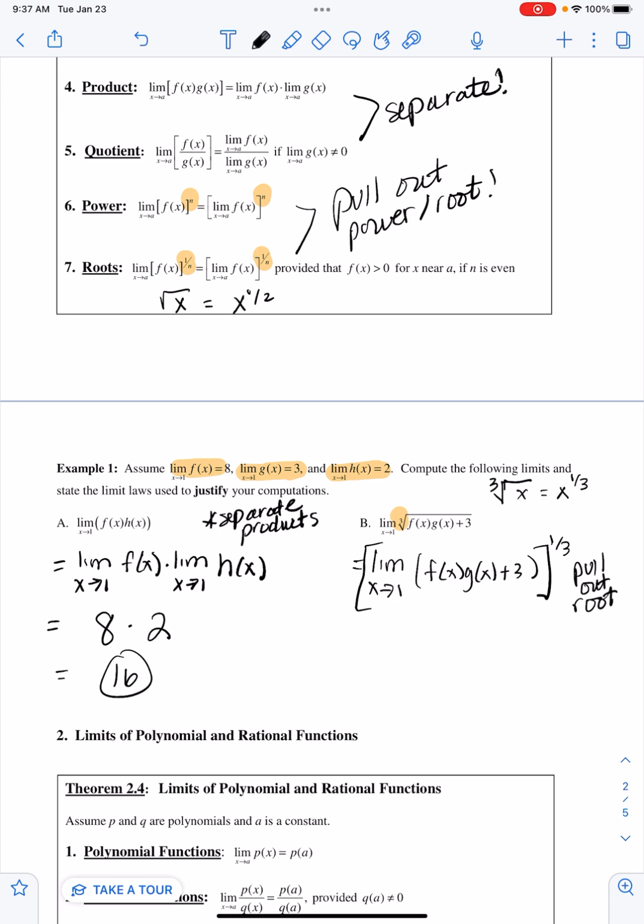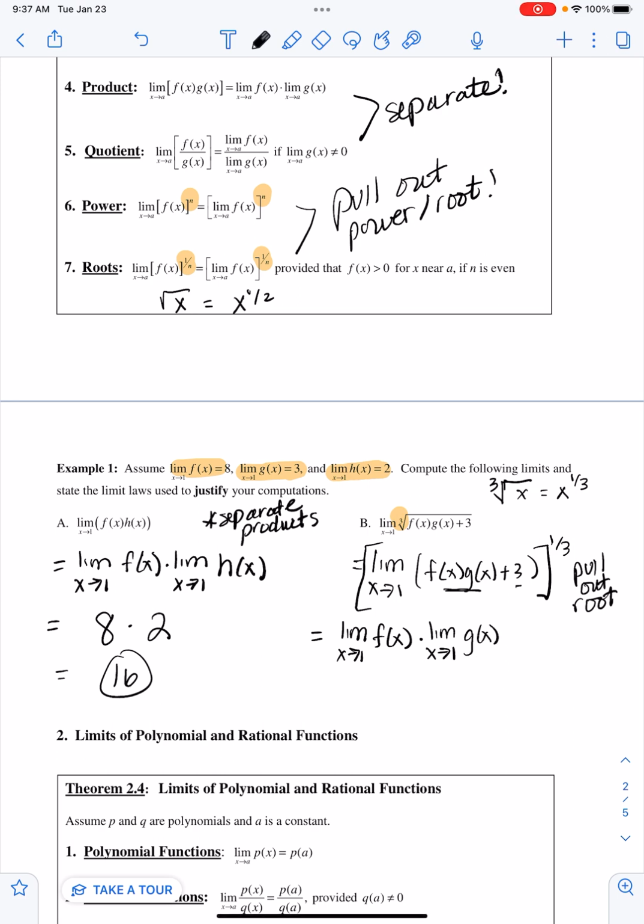So that would be the root rule. So next up, we have some separating that we can do. So we should be able to separate this multiplication, and then we should also be able to separate over the addition. So if I go through and do that, I'm going to have the limit as x approaches 1 of the f of x function. And then I can separate that from the limit as x approaches 1 of the g of x function.